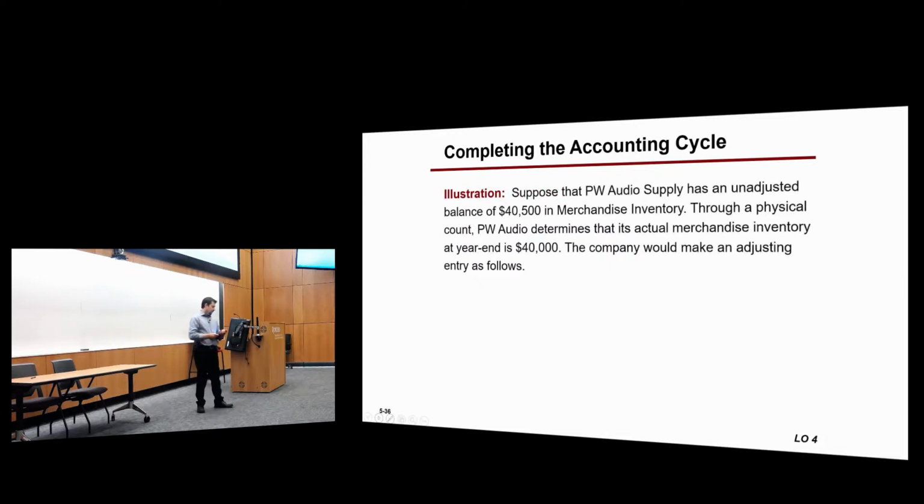So suppose that PW Audio Supply has an unadjusted balance of 40,500. The physical count shows that they actually had 40,000. What happens to their inventory? What do you need to do to their inventory to adjust the number? Sorry? You need to credit inventory. You need to decrease inventory by 500, right? And this will be a debit to cost of goods sold.